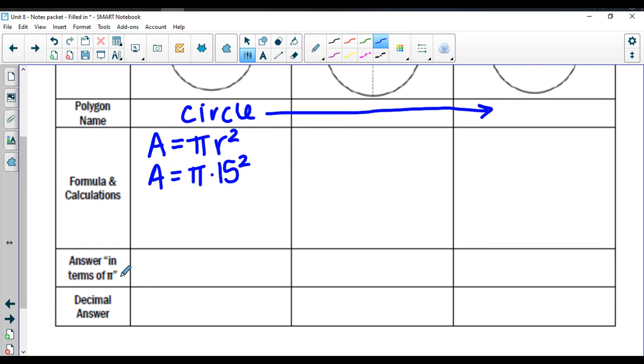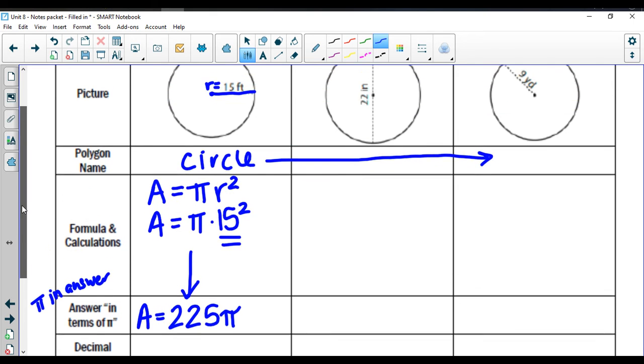And we can actually have two different answers here. So one of them leaves our answers in terms of pi, which means we're still going to have pi in the answer. And then the other one would be actually multiplying it on your calculator and getting a decimal answer. So in order to leave pi in your answer, you're just going to do the 15 squared part. So 15 squared is 225, and we're going to treat pi like it's an x almost, and we're going to put it last. So when we write our area in terms of pi, we're going to write 225 pi, and then we're going to give this a label.